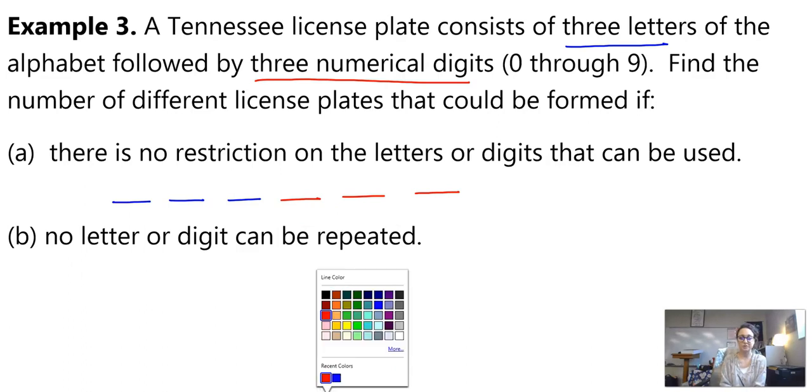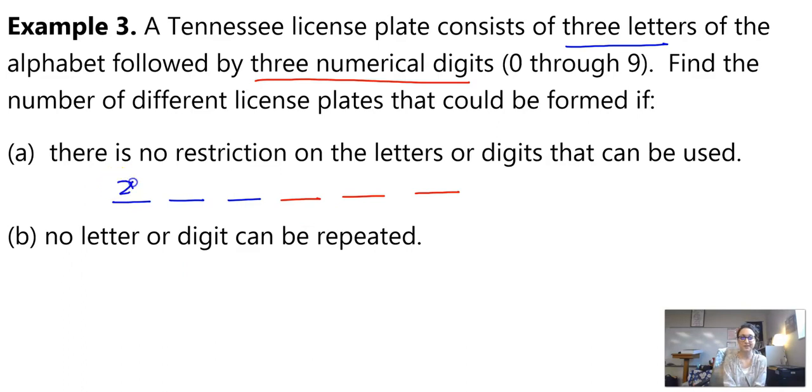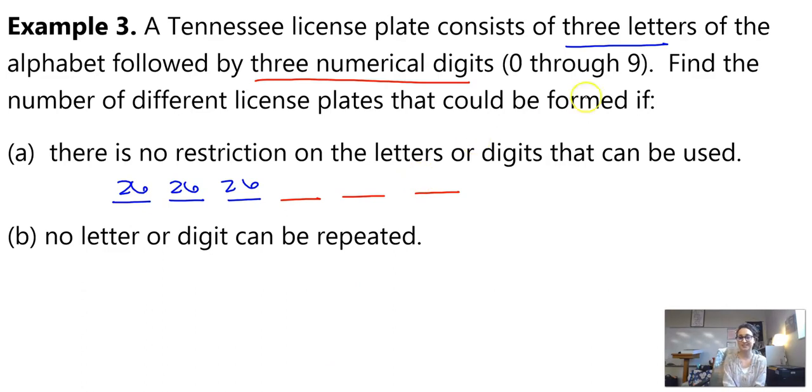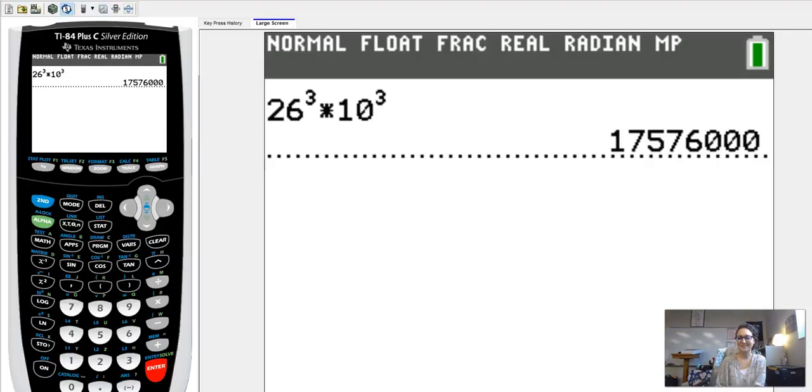And for part A, we say there's no restriction. So how many letters in the alphabet? 26. So I have 26 possibilities for that first slot, that first event. How many for the next one? Still 26, right? And still 26 for this slot. Now when I move over to the next 3 parts of the license plate, they all have to be digits. How many possible digits do we have? We have 10. So 10 possibilities for this event, as well as the 5th and 6th events. So if you multiply all of that together, you get 17,576,000 different combinations for these license plates.